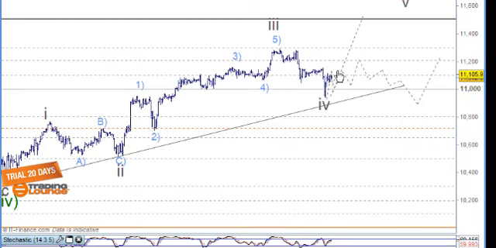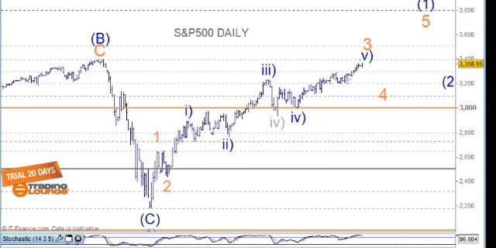But we do need to be a little bit mindful. So it's very clear here that it's 5 waves here. So we'll just see how that plays out. But let's move on to the S&P 500.